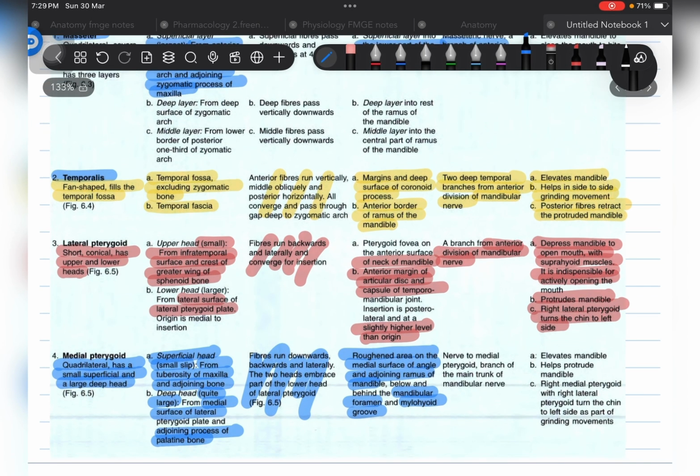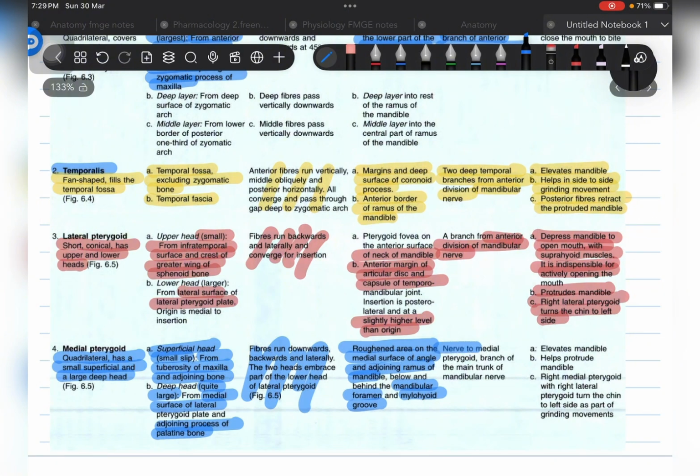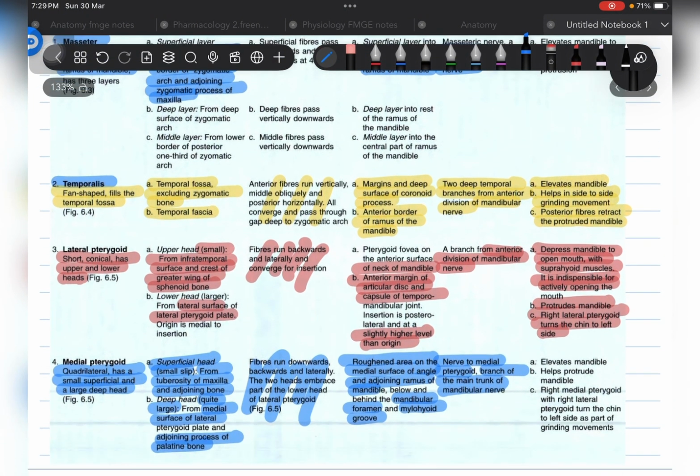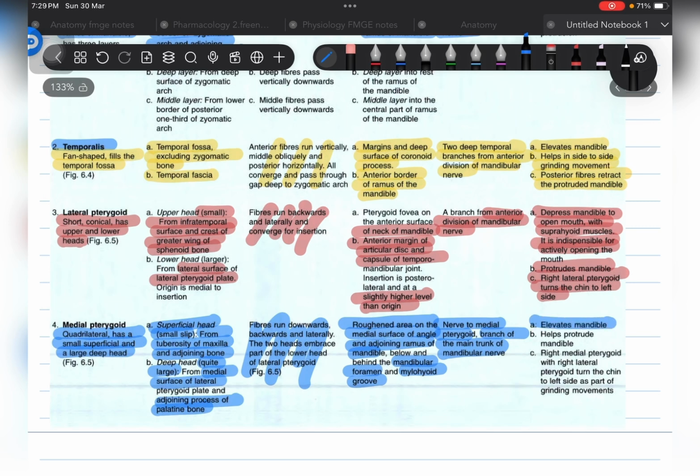The other one is the nerve supply, in which nerve to medial pterygoid, branch of the main trunk of mandibular nerve. And the action is it elevates mandible, helps protrude mandible, and right medial pterygoid with the right lateral pterygoid turns the chin to left side as part of the grinding movement.